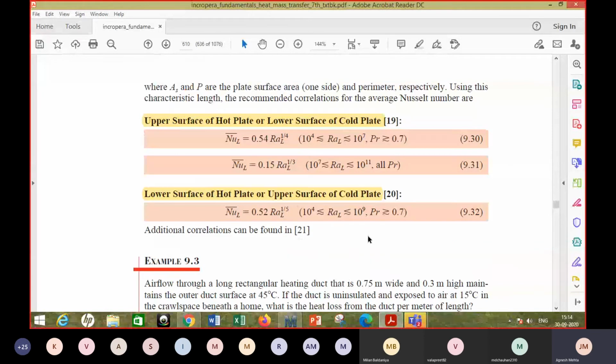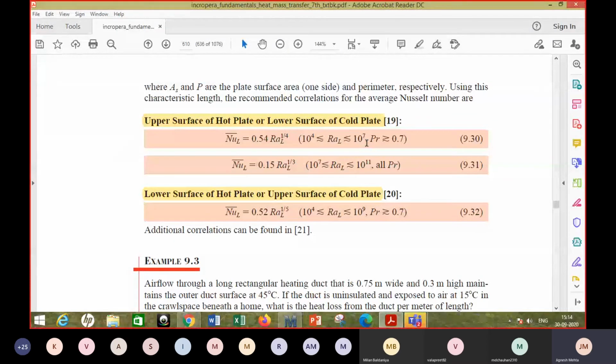So you should be able to draw this kind of pattern of movement of the fluid in relation to the plate. Okay, and then the correlations for different cases, upper surface hot or lower surface cold, similar correlations should be there. The criteria is this is up to 10^7, this is up to 10^11. In such cases generally this criteria will also be given, because these are the regimes defined by the researcher.